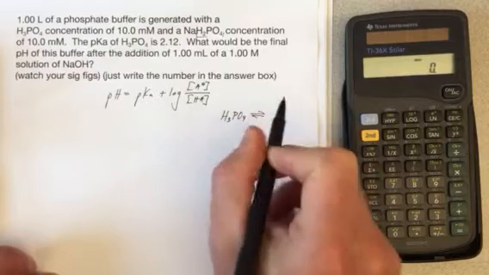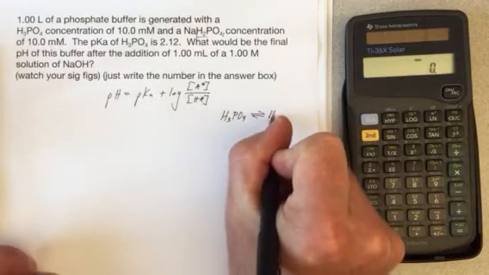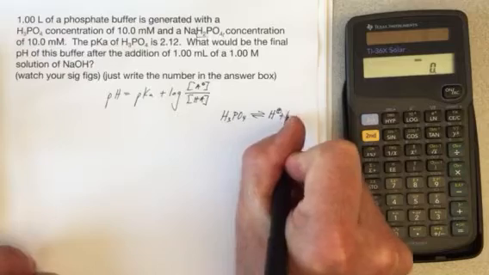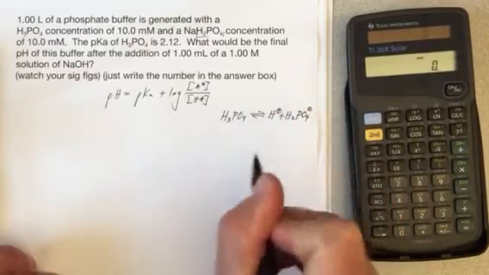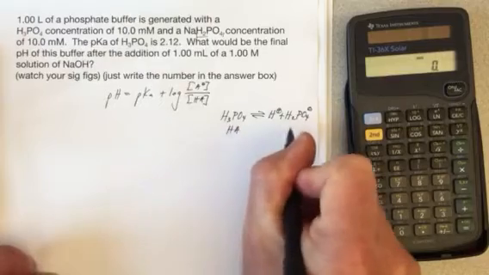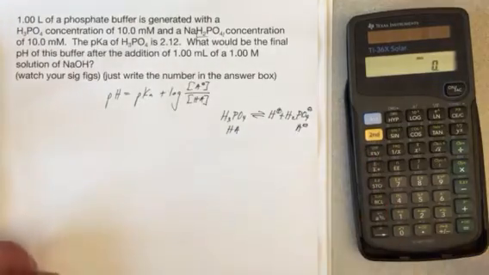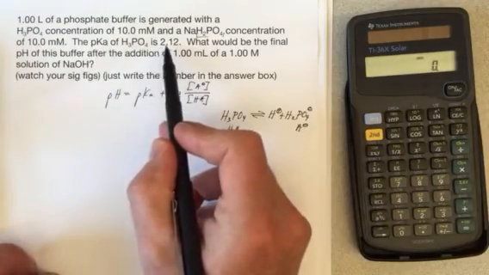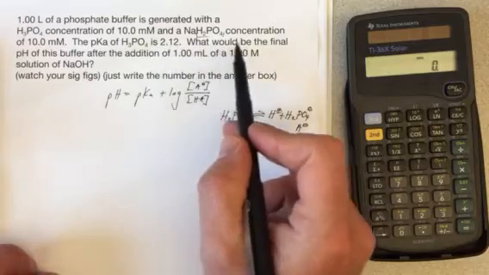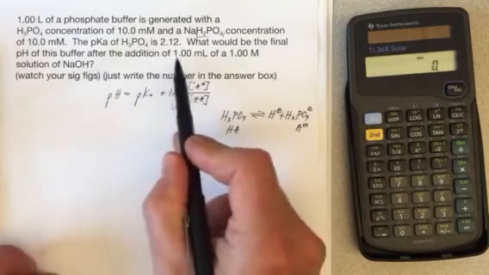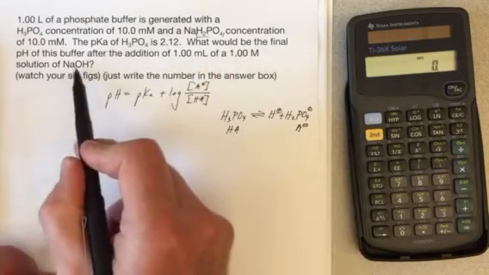Here's my acid, and it's going to dissociate to form my conjugate base. Here's my HA. Here's my A minus. It's good to know. It tells me what the pKa is. It doesn't tell me what the pH is, but it wants to know what the final pH would be after I insult it with some strong base.